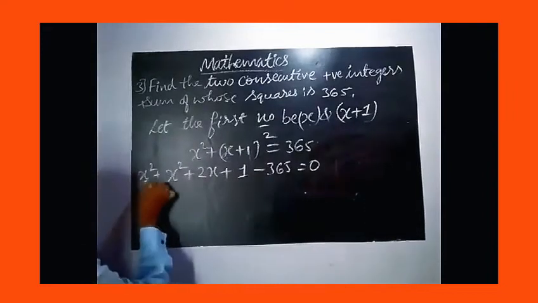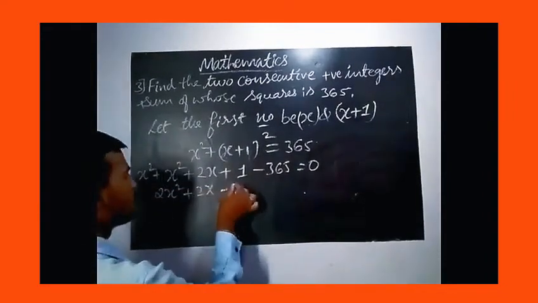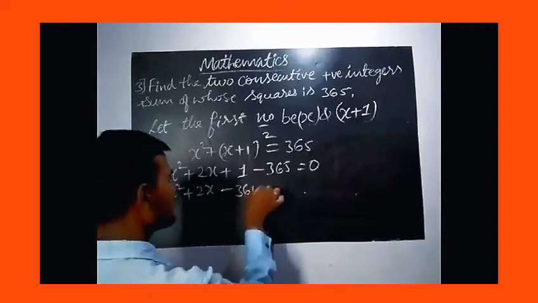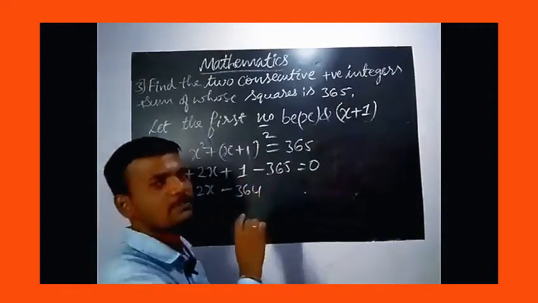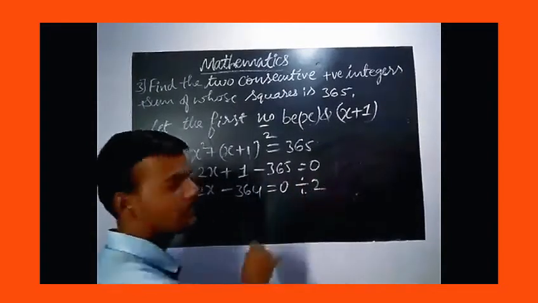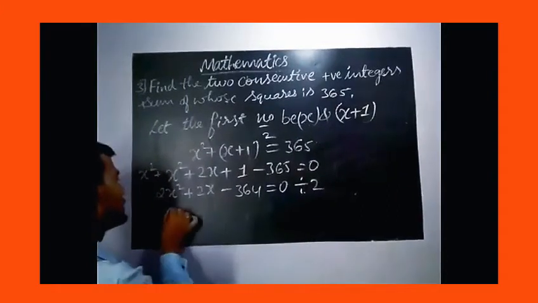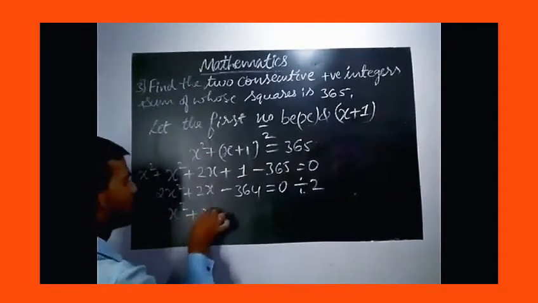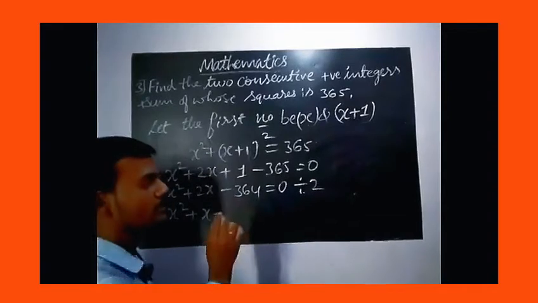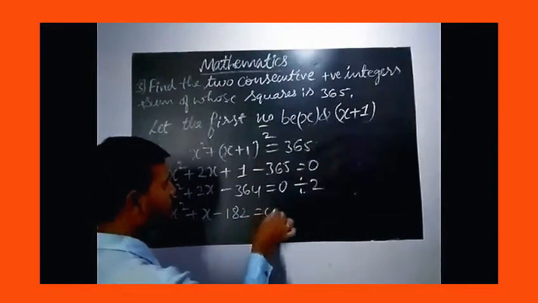Then x square plus x square, 2x square plus 2x minus 364. 1 minus 365 means minus 364 is equal to 0. Divide the equation by 2. Then we are getting x square plus x minus, if you divide 364 by 2, we are getting 182, which is equal to 0.